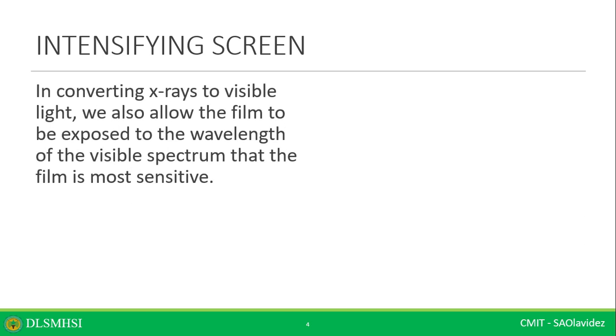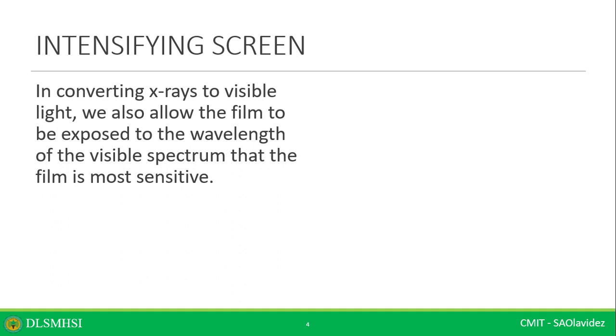In converting X-rays to visible light, we also allow the film to be exposed to the wavelength of the visible spectrum that the film is most sensitive to. You have to remember that our film, although it is sensitive to gamma rays, X-rays, and ultraviolet rays, is most sensitive to visible light. In particular, the blue and the green region of the visible spectrum, or we can say the blue and the green light. And so, by converting X-rays to visible light, we are allowing our X-ray film to be exposed to its most sensitive wavelength.